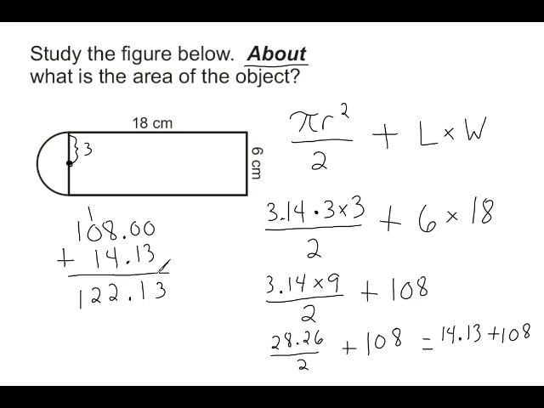Now our answer is 122.13, but the question asked about what is the area of the object. And the nearest whole number is 122, so we're going to say the area of this object is approximately equal to 122 square centimeters.